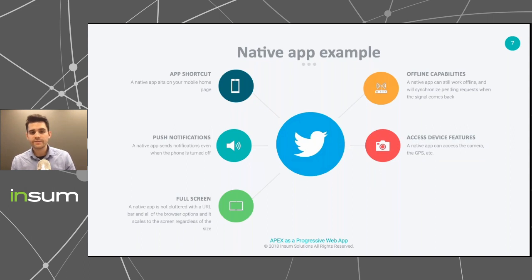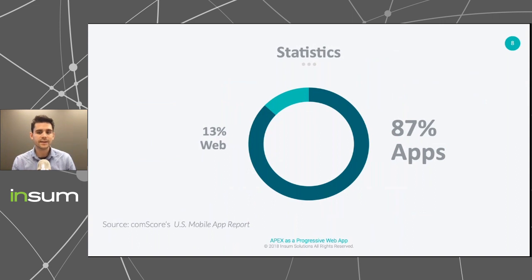Twitter can access native device features such as the camera, the GPS, and more. And there's actually probably more features than that that are more beneficial on a native mobile app. Until now, web apps were not able to do that. And the reality is that according to the ComScore mobile app report, 87% of data consumption comes from native apps, leaving only 13% coming from web apps.